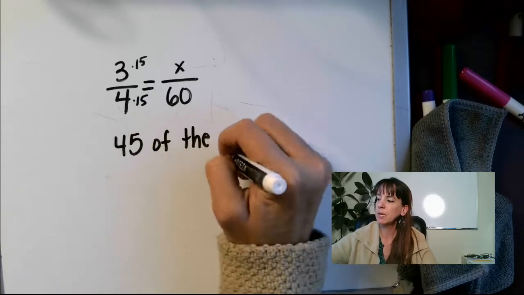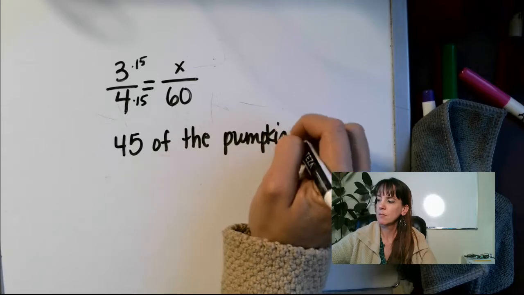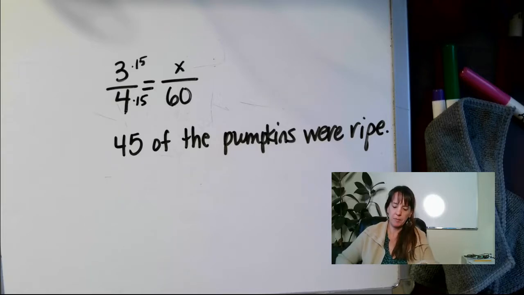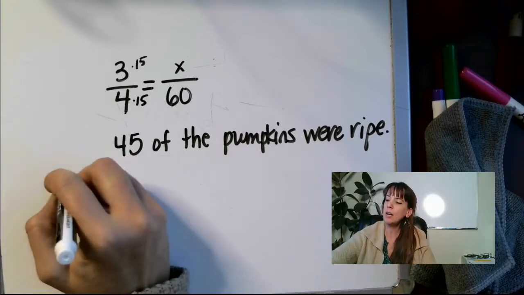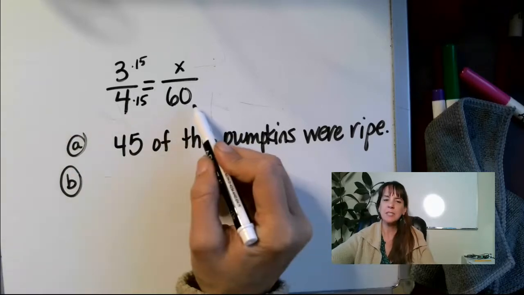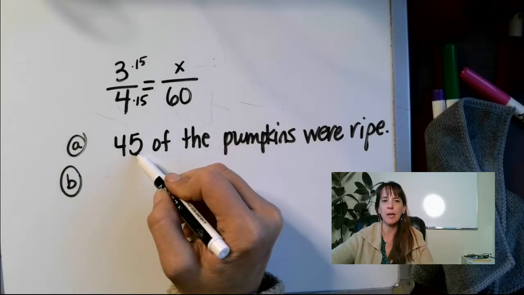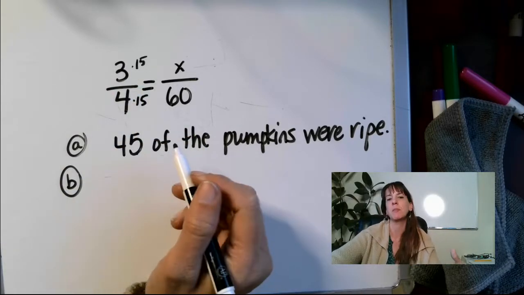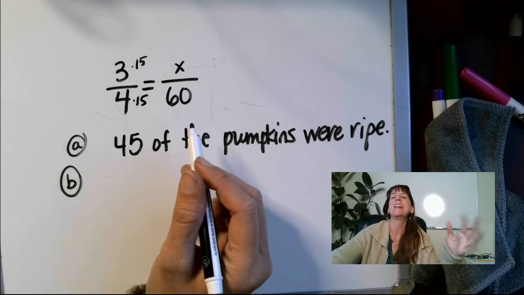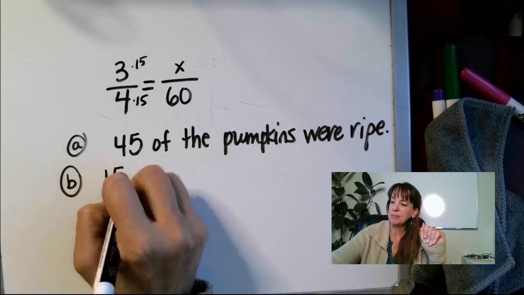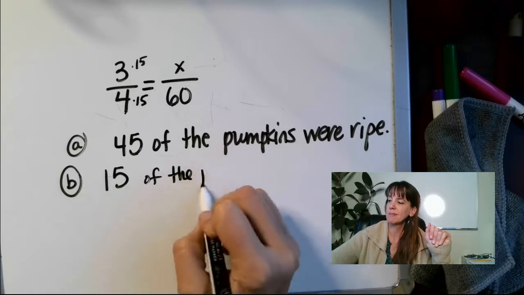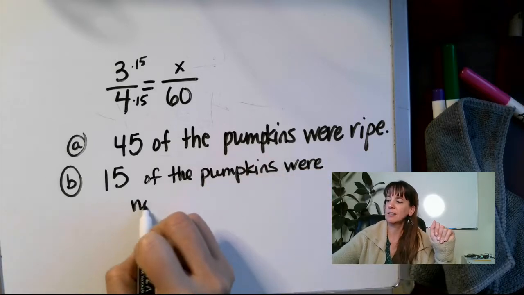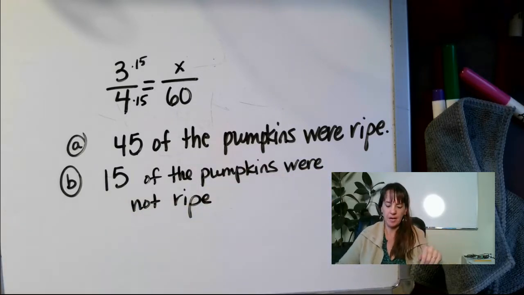45 of the pumpkins were ripe. How many pumpkins were not ripe? Well, if there were 60 pumpkins total and 45 of them were ripe, it's 1/4 that would be not ripe, right? Because 3/4 of the pumpkins were ripe, that means 1/4 were not. That means 15 of the pumpkins were not ripe, okay?